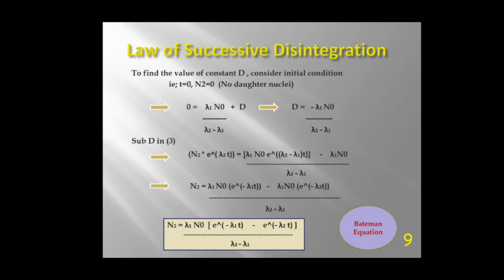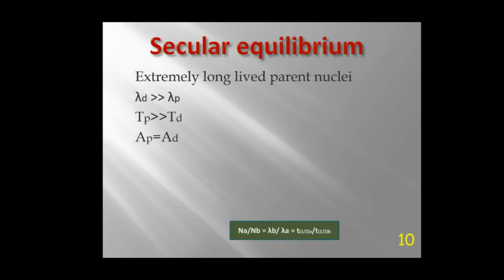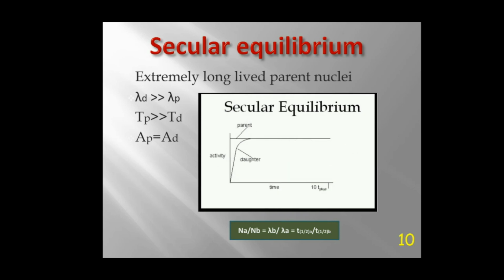So the Bateman equation is required to formulate or to explain the concept behind the secular condition and transient condition, which we will be discussing. So, secular equilibrium. Secular equilibrium actually means extremely long-lived parent nuclei. In this case, the decay constant of daughter nuclei will be very much greater than the decay constant of parent nuclei. Here D denotes daughter and P denotes parent. An equation that connects decay constant and half-life is lambda equal to 0.693 by T half.